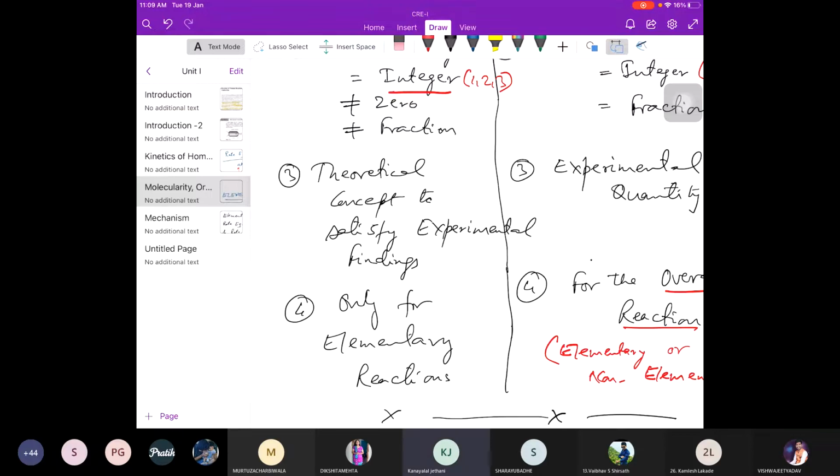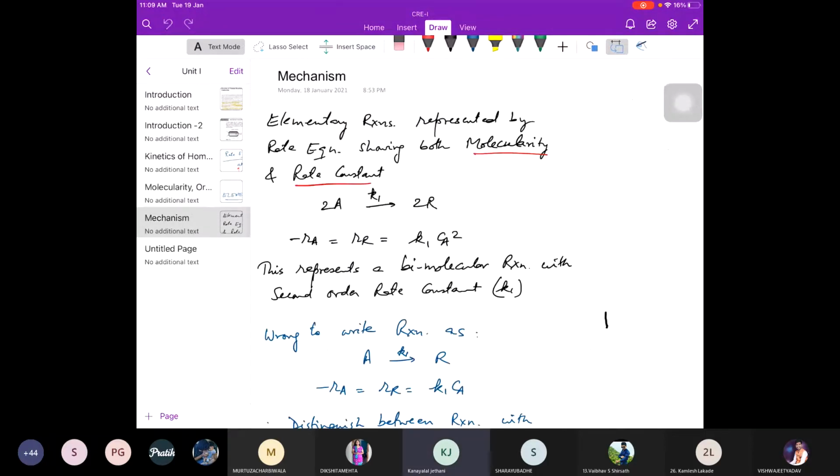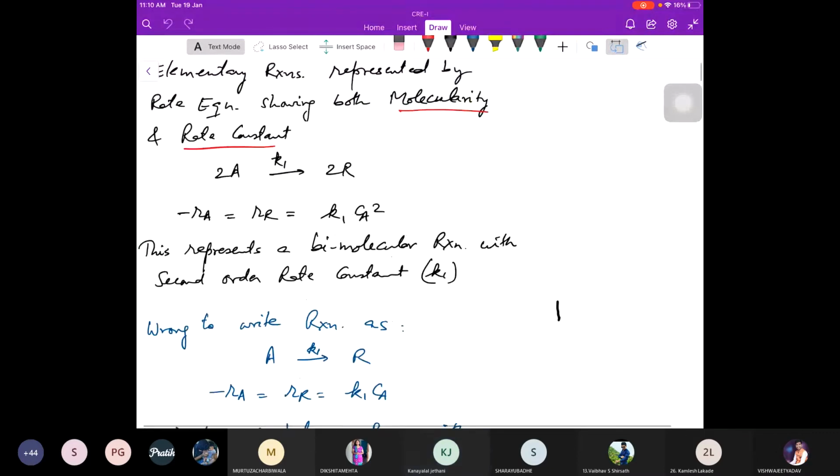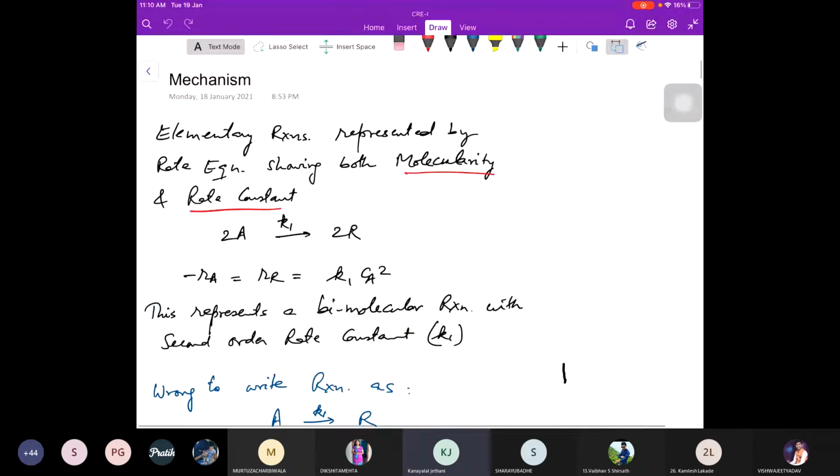ठीक है. So let's see what is mechanism. Okay. We have seen just now that elementary reactions are represented by rate equations showing both molecularity and rate constant, right? अभी देखा था, if you write a reaction like this, 2A gives 2R, this is the reaction. You can write minus rA is equal to rR is equal to k1, the rate constant, into CA square, where 2 comes from here, right?